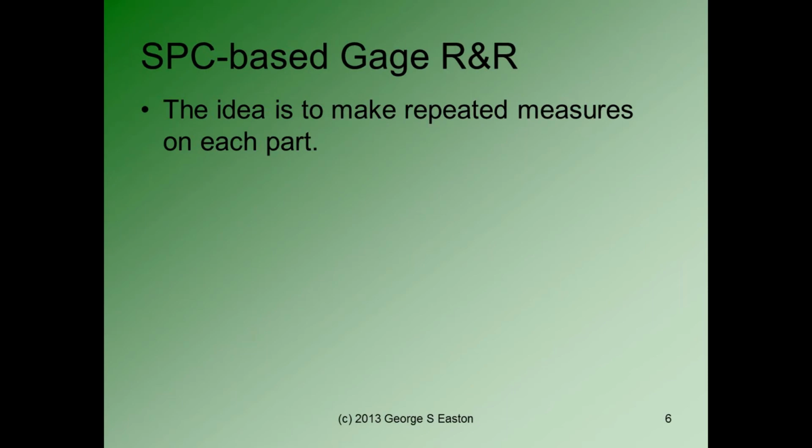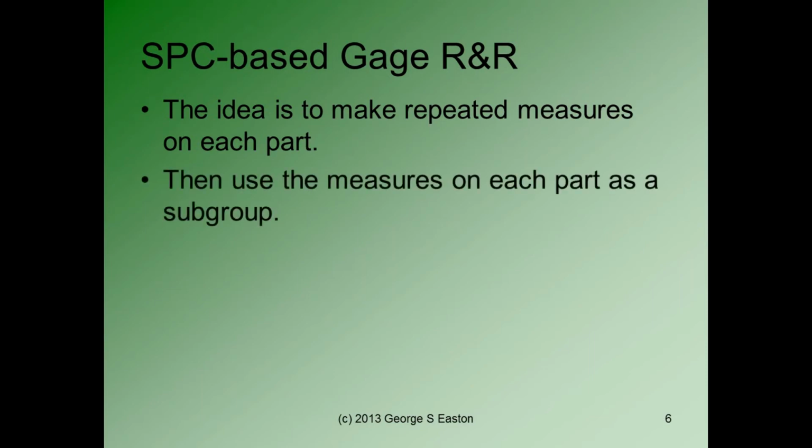Now, I'm going to first give you an overview of how this technique works, and then we're going to come back and do the details. But the idea here is to make repeated measures on each part. So I'm going to take a part, and let's suppose I'm measuring a dimension. I'm going to measure that dimension several times, repeated measures, using one measuring instrument. I'm then going to use these measures that were on that single part as a subgroup. So for each different part, I'll have a separate subgroup of measurements made with the same measuring instrument.